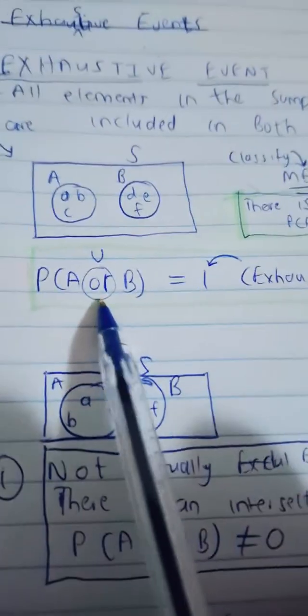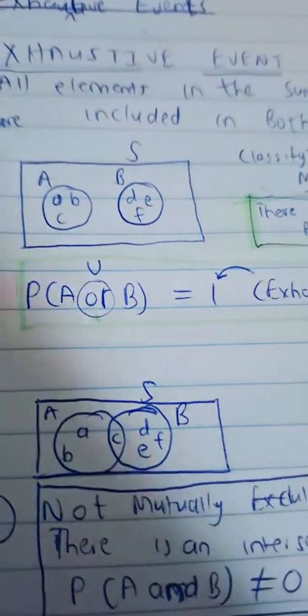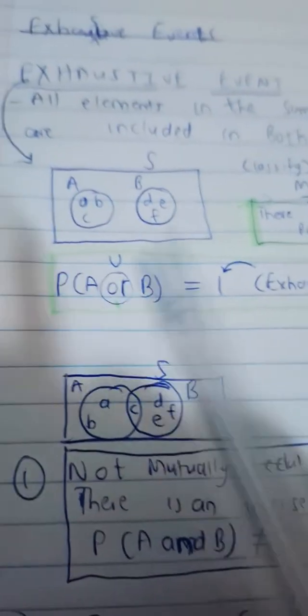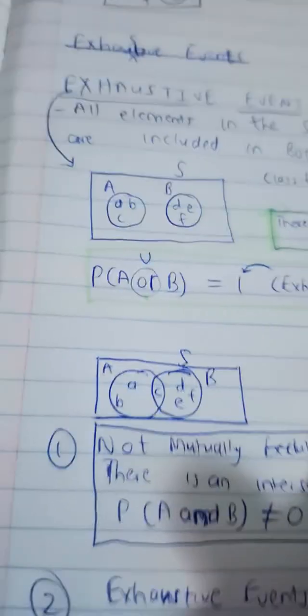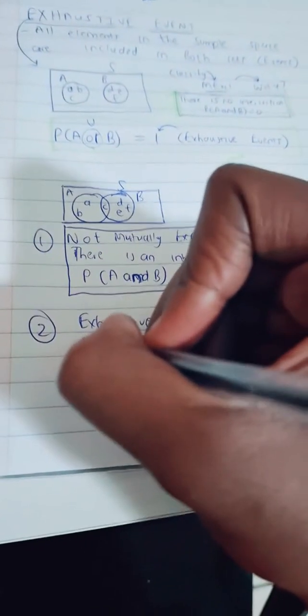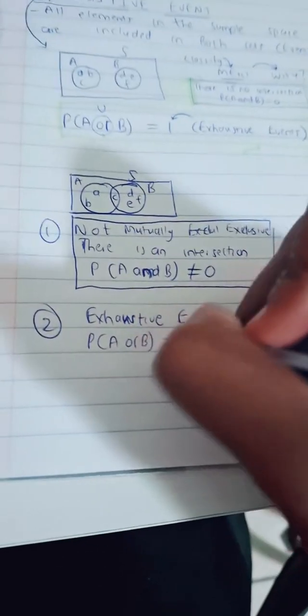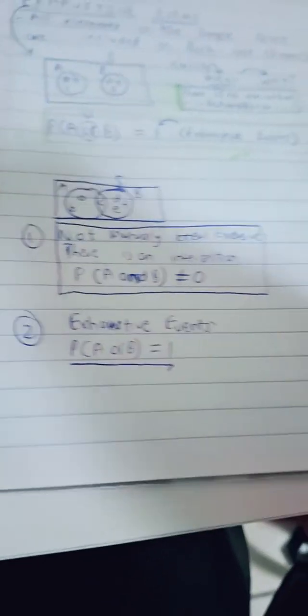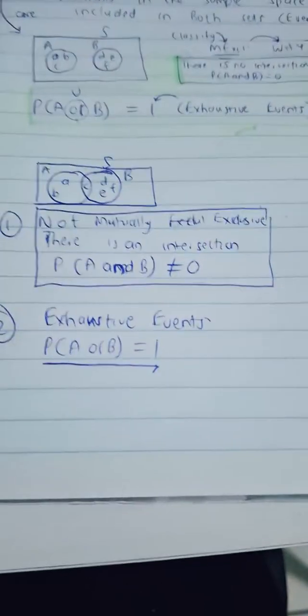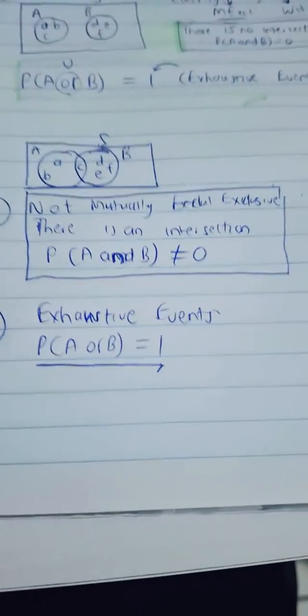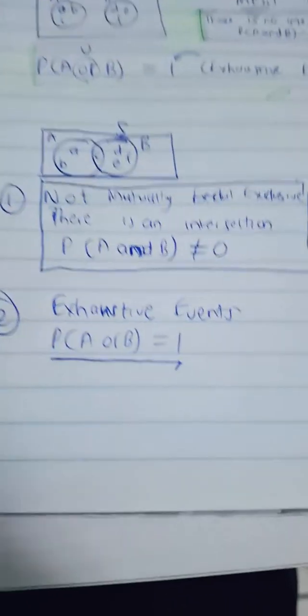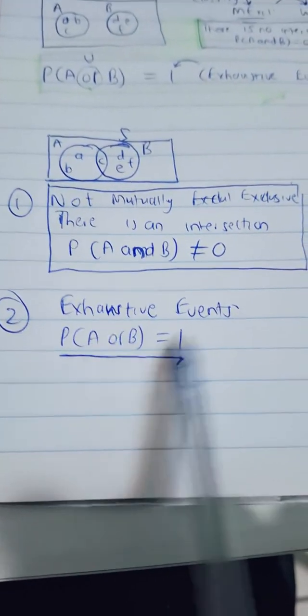Beautifully said. But in algebraic probability set notation, how would we summarize what we mean that the events are exhaustive? What would we write? We would just say the probability of A or B is equal to 1. That's it. No big words, no long sentences, or long phrases. Just to the point. Exhaustive events: the probability of A or B is equal to 1.